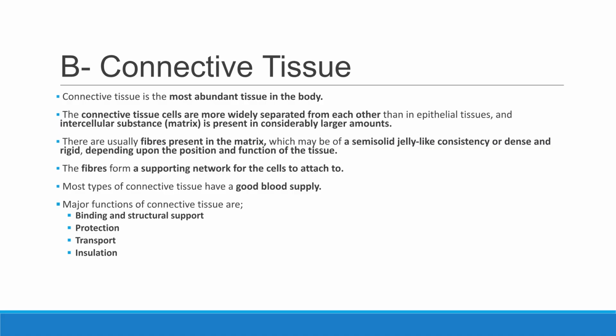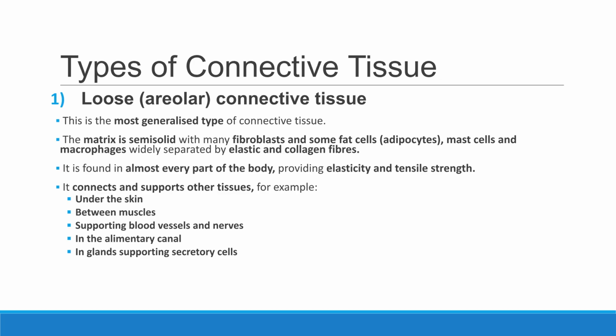Connective tissue is the most abundant tissue in the body. Cells are widely separated, with large amounts of intercellular substance or matrix, and often fibers. Functions include binding, structural support, protection, transport, and insulation. Loose or areolar connective tissue is the most generalized type. It has a semi-solid matrix with various cell types and elastic and collagen fibers. It provides elasticity and tensile strength, connecting and supporting other tissues throughout the body.